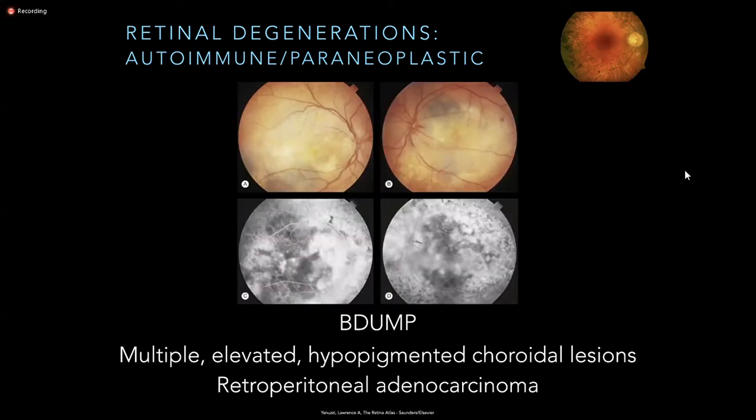This is a picture from a book where there's a patient that has BDUMP. These are fairly good photographs of these multiple elevated hypopigmented lesions or choroidal lesions. And this is in a patient who had retroperitoneal adenocarcinoma. This is a fairly uncommon condition. There's a few dozen cases, I believe, in the literature. So it's not one that we should expect to encounter very often.